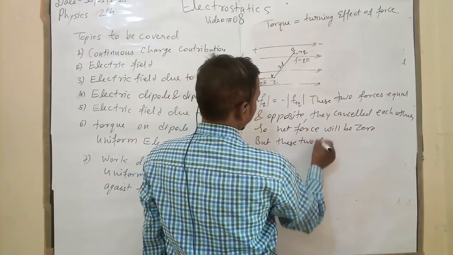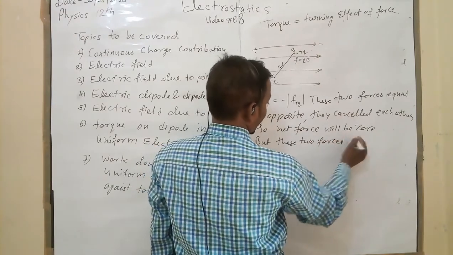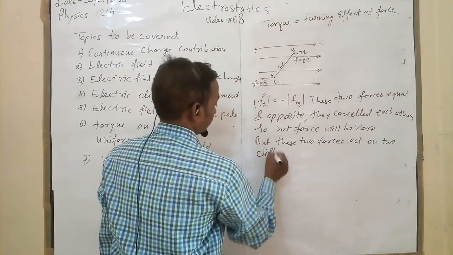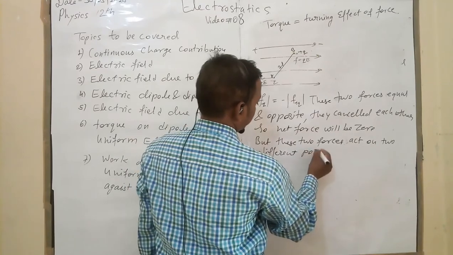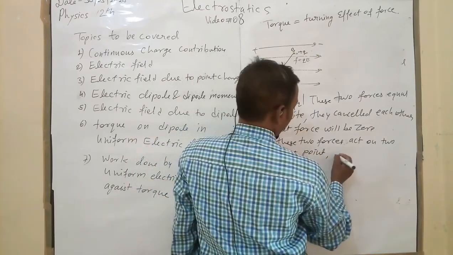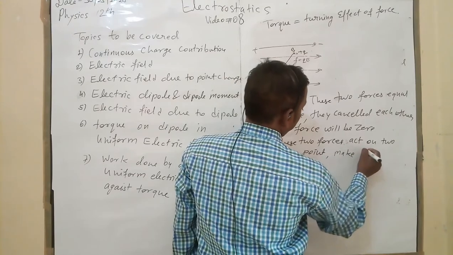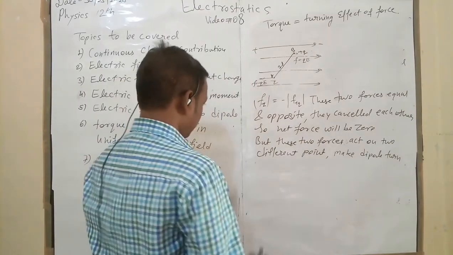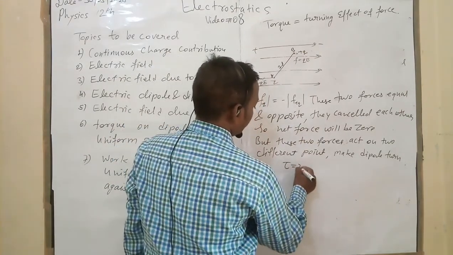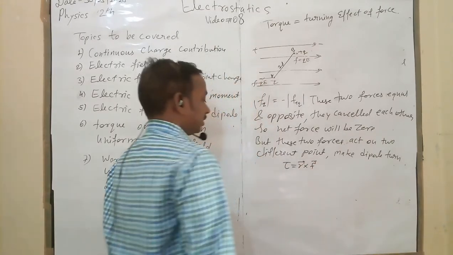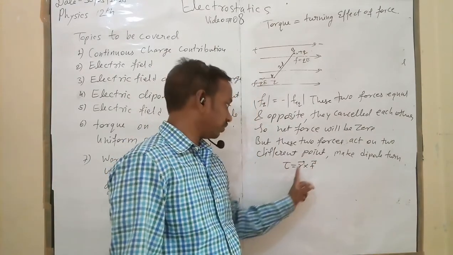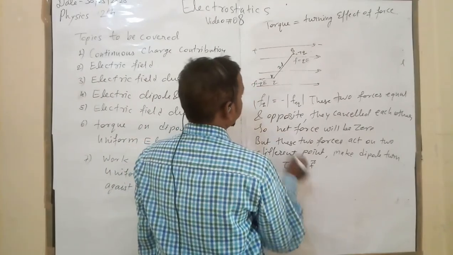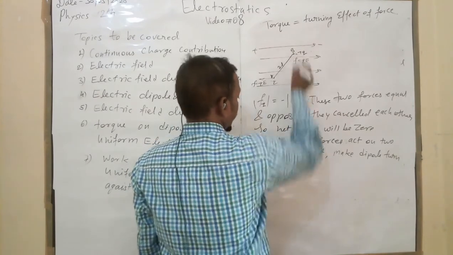But these two forces act on two different points and make the dipole turn. So the turning effect, that is tau, we know the formula of turning effect, tau equal to r cross F. Here r is the distance between the two forces, this is the perpendicular distance.